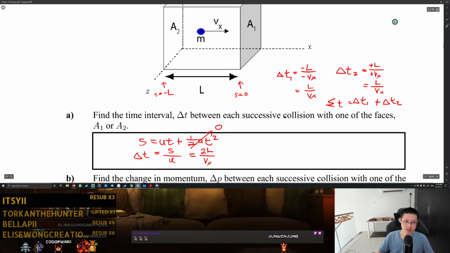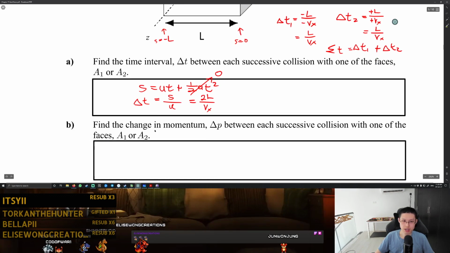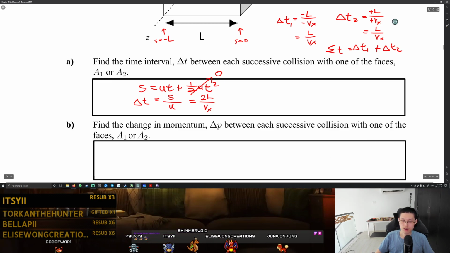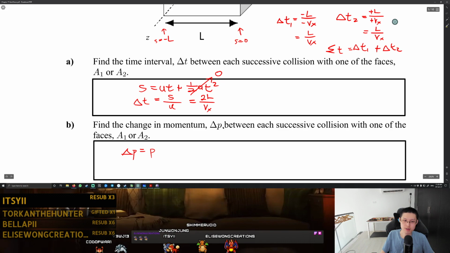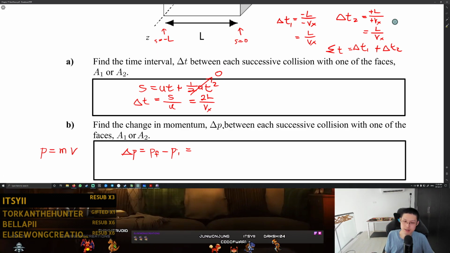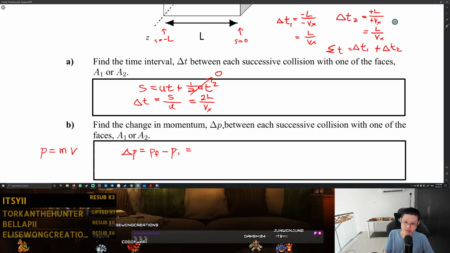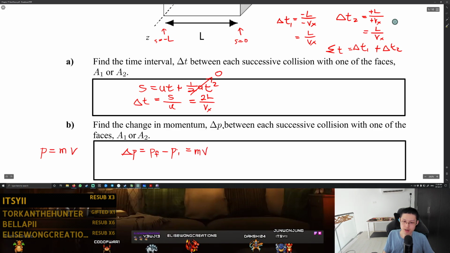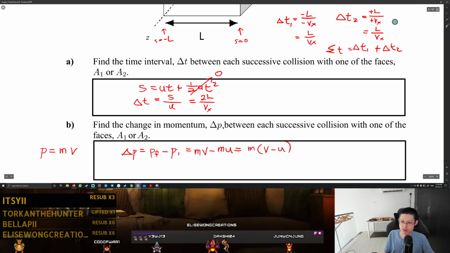Moving on to the next step. Find the change in momentum between each successive collision with one of the faces. So how do I find the change in momentum? Remember the change in any value is always the final value minus the initial value. What is the definition of momentum again? Momentum is the product of mass times the velocity, not the speed, the velocity. Be very careful. This is a vector, so the direction matters. So we're going to put that in here: mv minus mu, factorize m, m times v minus u.